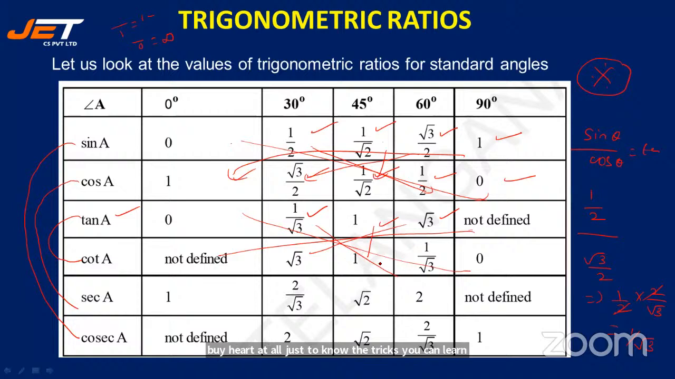All right. Next is secant theta. So what is secant theta? It is related to cos. So 1 by cos. So 1 by 1 is 1. 1 by root 3 by 2 is 2 by root 3. That is how you do it.